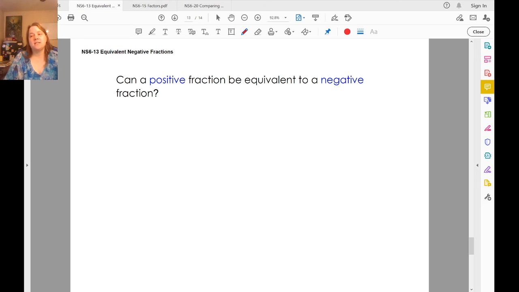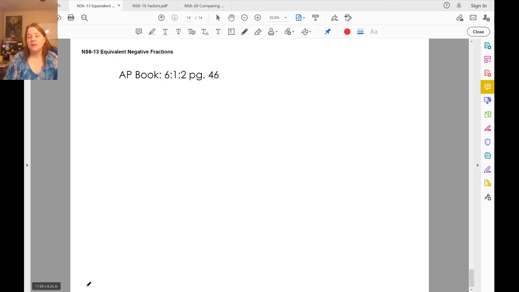Can a positive fraction be equivalent to a negative fraction? No positive fraction can be equivalent to a negative fraction just on its own. There's a thing called absolute value, but that's not what we're talking about right here. Positive and negative fractions are automatically on 2 different ends of the number line. They cannot be equivalent.